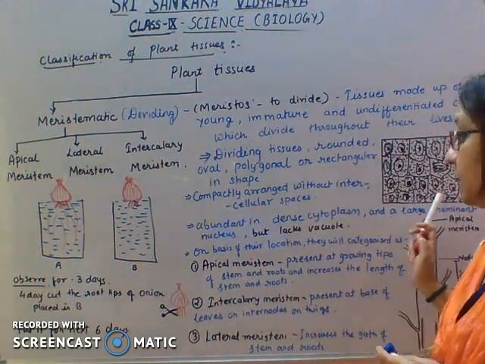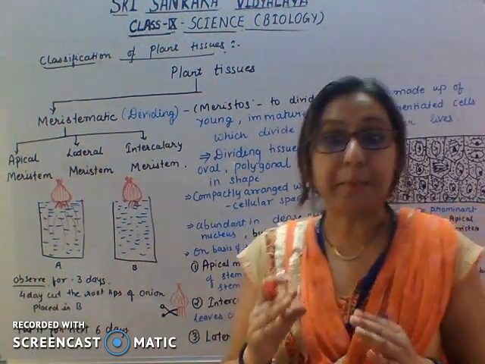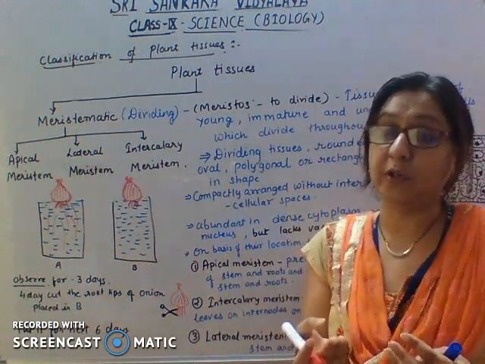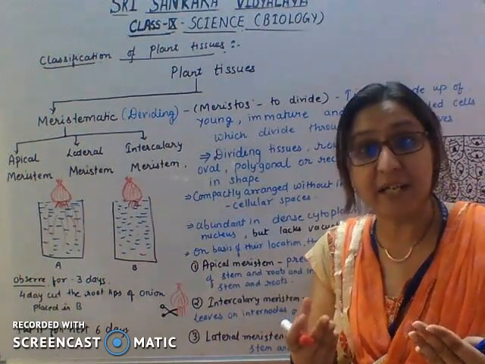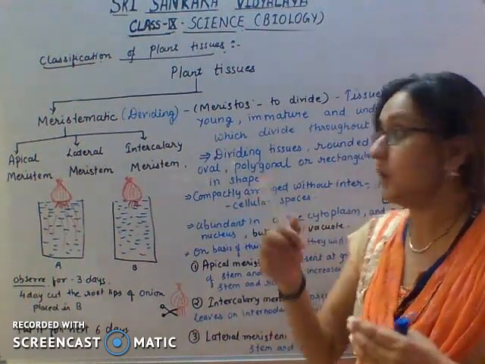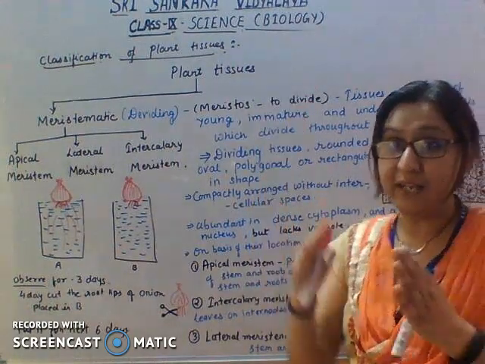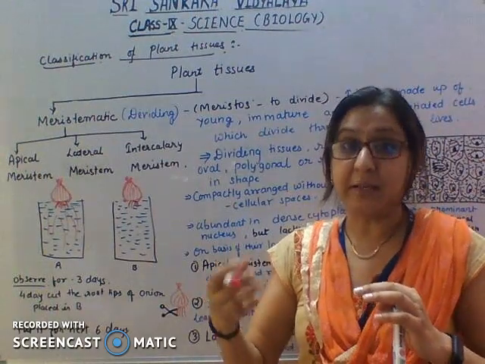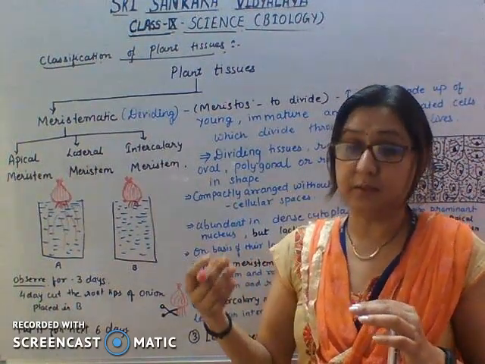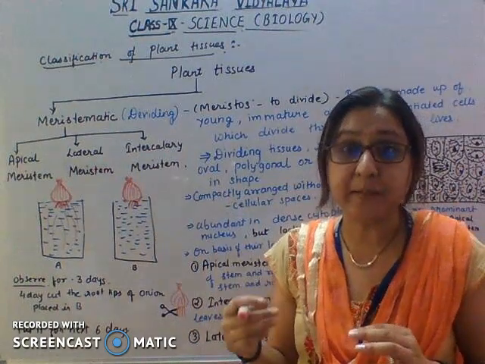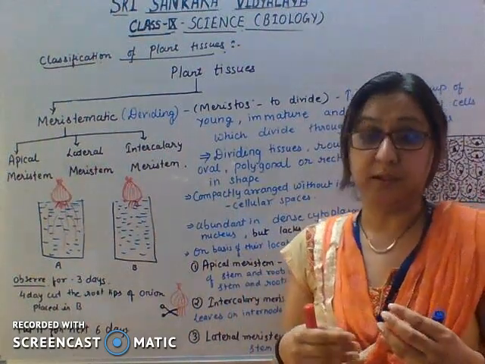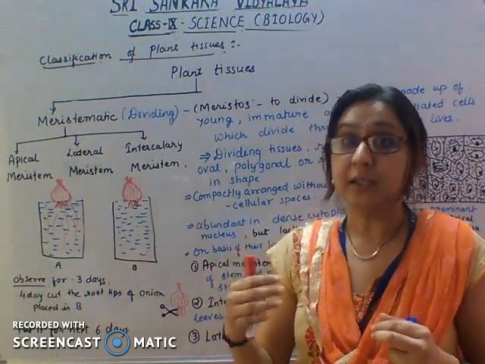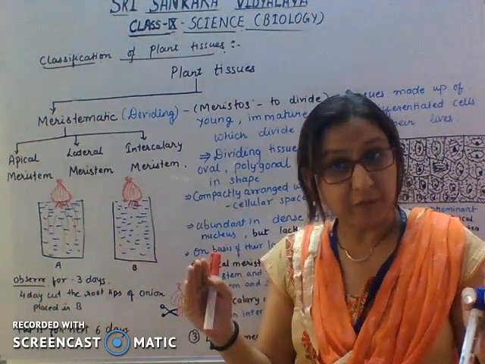Next, we will see the types on the basis of location. The meristematic tissues, obviously, are responsible for growth because they are rapidly dividing tissues. They show growth in the plant's height as well as in width. You see, the plant is so small, and after some time the growth takes place and it becomes a long tree. How does this growth take place? By the meristematic tissue. The plant grows in length and also in width.